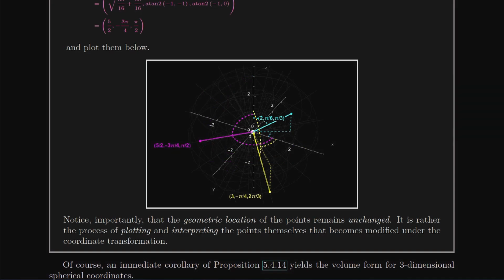It's really not too complicated if you do them piece by piece, right? Think about going out a radius and then around the xy plane and then down from the z-axis to get where you need to go.